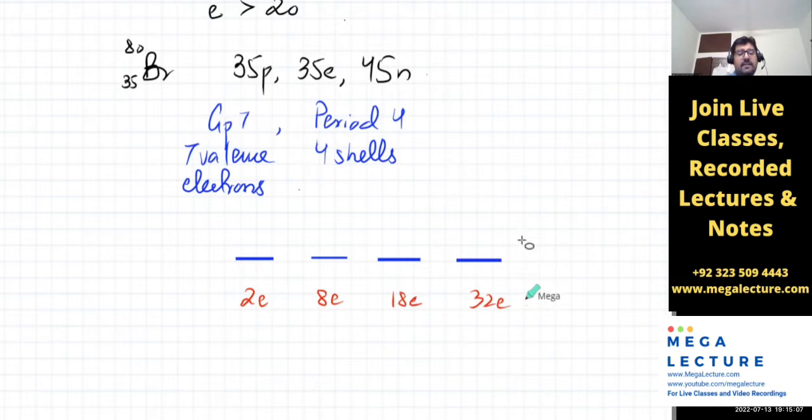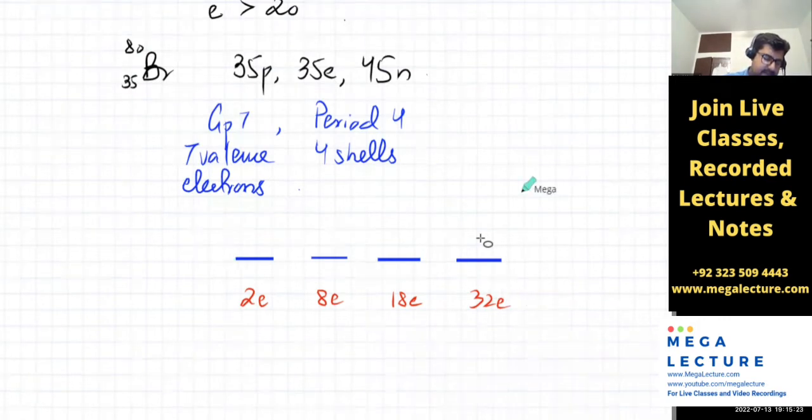How many electrons for bromine would the last shell have? It's in group 7, right? So what will it be? How many electrons in the last shell? That's 7 valence electrons. So the last shell over here, that's 7 electrons, right? The last one.